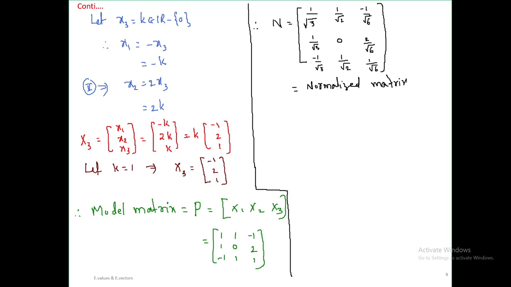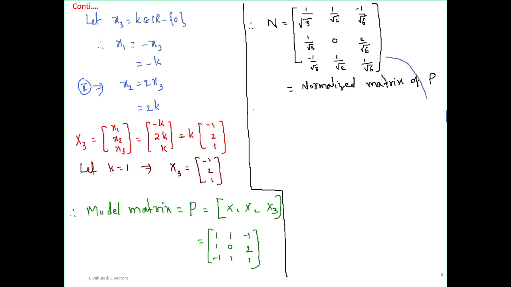Normalized matrix of which matrix? Of P, the model matrix. So next we are supposed to find N transpose into the given matrix A into N. N we just now completed, which is the normalized matrix of P. So N transpose I want. N transpose means the given matrix N is transposed, so rows are interchanged as columns, right? So the first row becomes the first column.